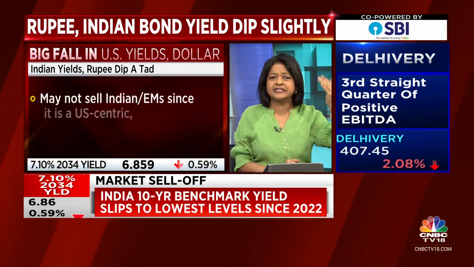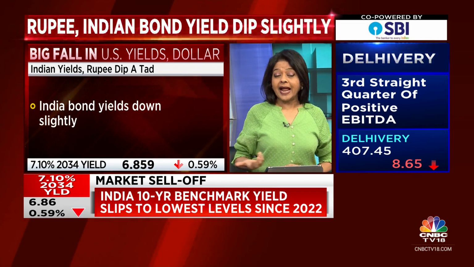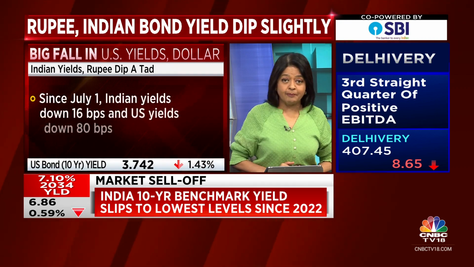And again, coming to the bond yields as well, the bond yields fell by 20 basis points in the US. And if you compare it from July 1st, the US yields have fallen by some 80 bips. They were 4.5%, the 10-year yield, in the first week of July. And now they are standing at 3.7. So it's like an 80 bips fall.